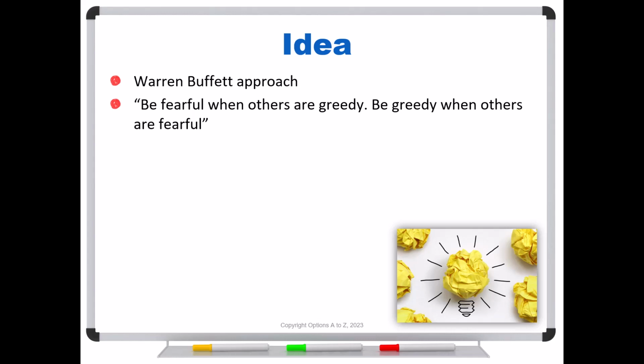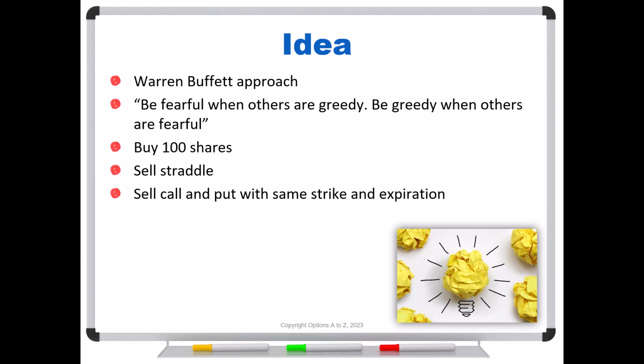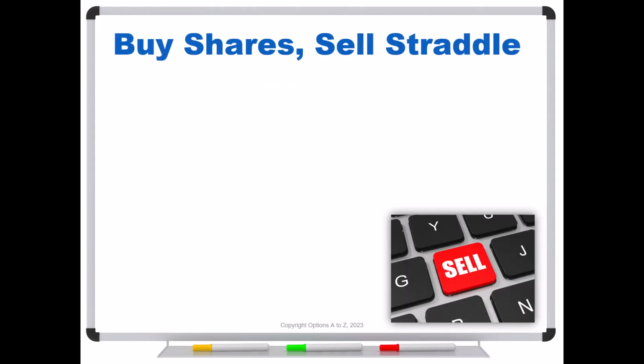So one simple strategy might be to buy, let's say, 100 shares, but sell a straddle. Now, a straddle, recall, is a strategy where you have a call and a put with the same strike and the same expiration. So if you buy that combination, you would be long the straddle. We're just going to sell it. We're going to sell a call and a put with the same strike and the same expiration. And what's that going to do for us? Well, let's go have a look.